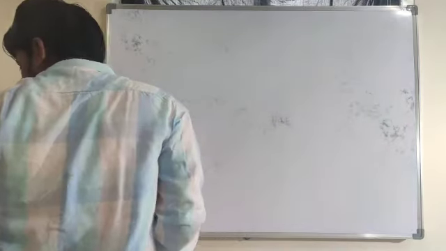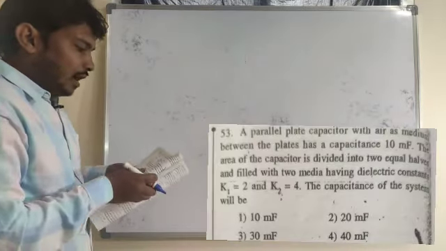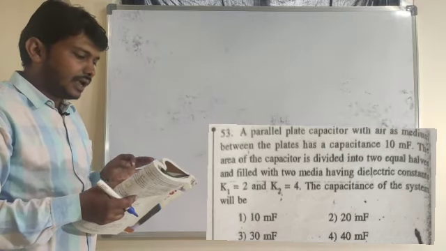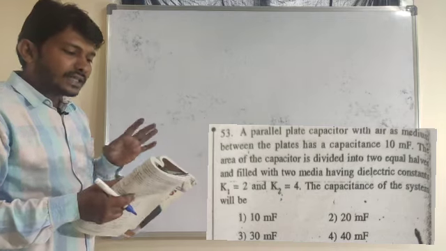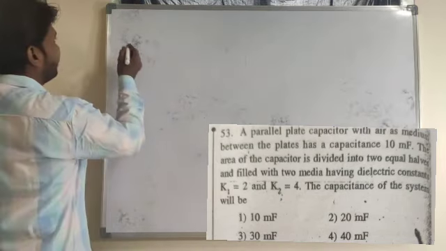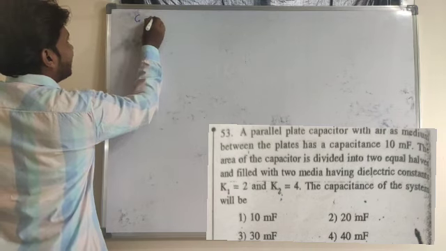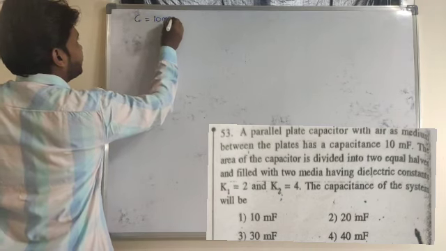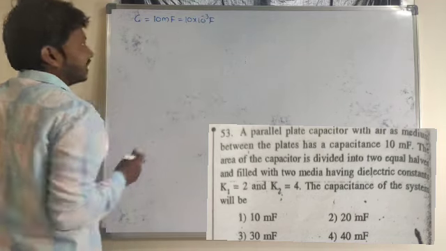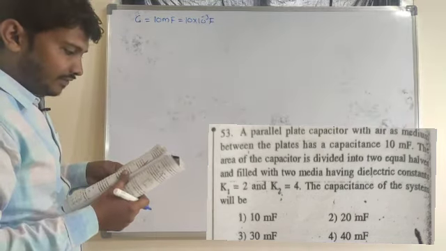Okay, we'll look at the next one. A parallel plate capacitor with air as the medium between the plates, its capacitance is 10 millifarad. So air acts as a dielectric medium, its capacitance is 10 millifarad. So milli means 10 to the power of minus 3 farad here.